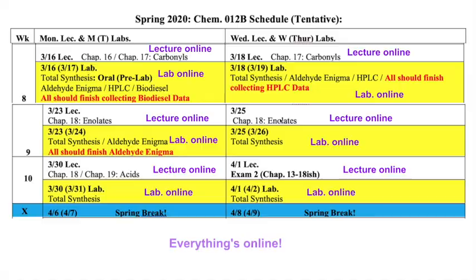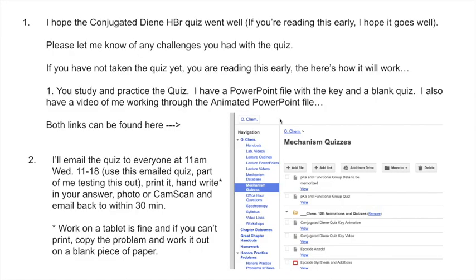At this point, I'm thinking most of you have already taken the conjugated diene hydrobromination quiz, and I hope it went well. If you're seeing this earlier than 11 a.m. on Wednesday, then you probably haven't taken the quiz yet, so here's a little bit about that. Please let me know, after you take the quiz, if you have any challenges. I was hoping this would be a good test to figure out how it all works.